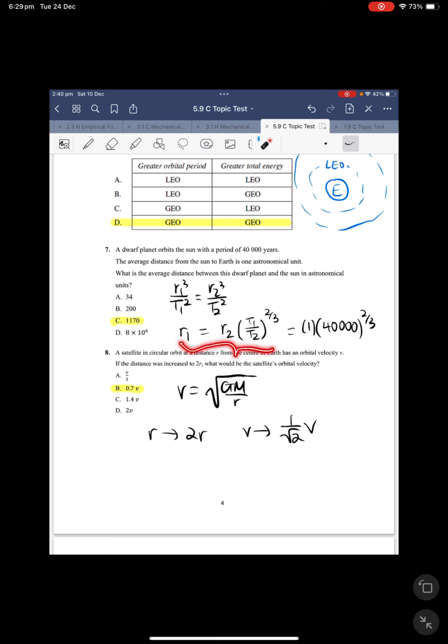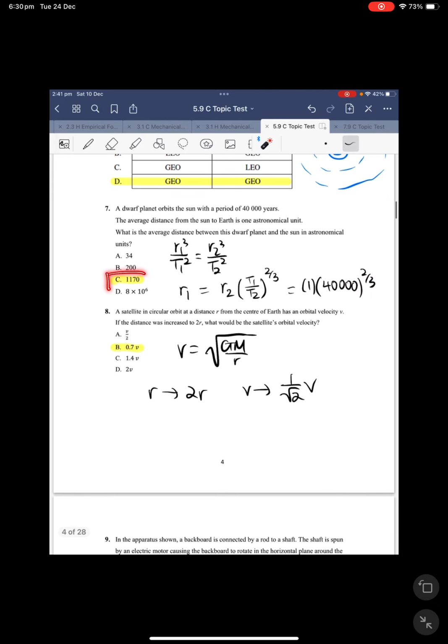So we can rearrange this equation to solve for r1, and we get that r1 is equal to r2 times the ratio of the periods T1 and T2 to the 2/3 power. Now the ratio of their periods, well, T1 is equal to 40,000 years, and T2 is equal to just 1 year, because the Earth takes 1 year to go around the sun, and so that ratio is 40,000. Raise that to the 2/3 power, and you should get C, 1,170.